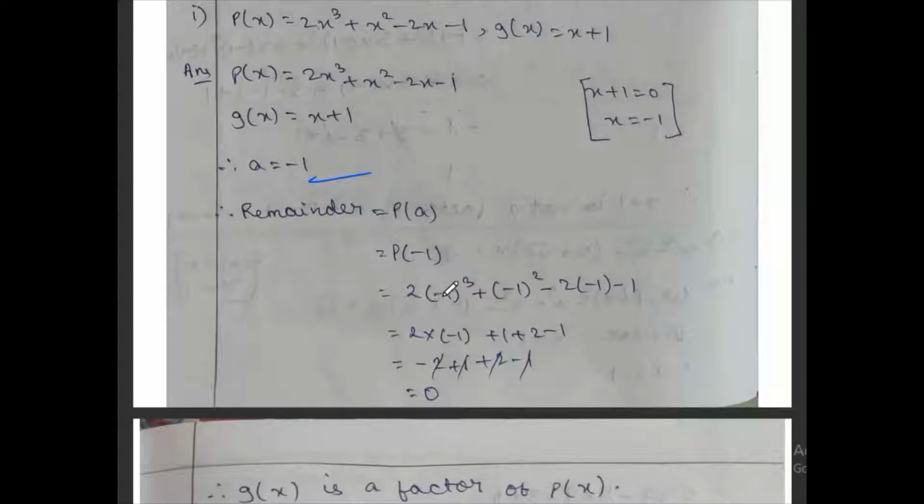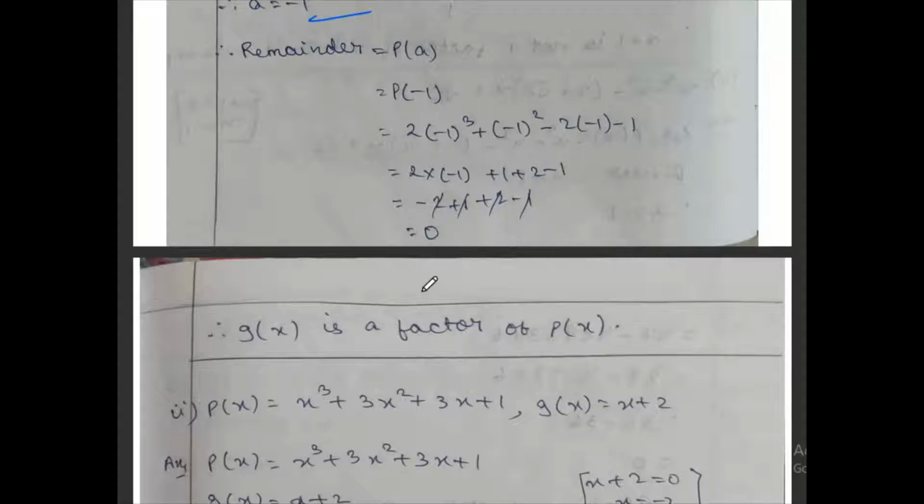In this polynomial, in place of x, you can put minus 1. So 2 into minus 1 to the power 3 plus minus 1 square minus 2 into minus 1, again minus 1. Minus 1 to the power 3 will be negative because minus to the power odd number will give you negative. So 2 into minus 1, 2 ones are 2, minus; plus minus 1 square is 1 only; minus minus plus 2 ones are 2, minus 1. So first result I am getting minus 2, plus 1, plus 2, minus 1. Plus 2 minus 2 cancel out, plus 1 minus 1 cancel out, result is coming 0. So since remainder came out 0, you should say g(x) is a factor of p(x).